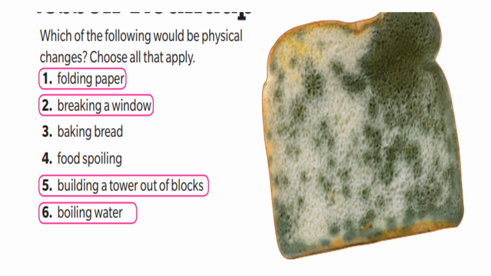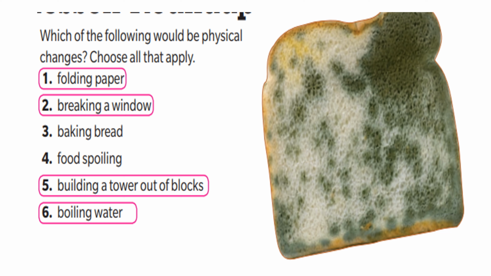Why is folding paper a physical change? Because it is a change only in the shape. Breaking a window, it will change to small size, so a change in the size. Building a tower out of blocks, this is a physical change because I change only the arrangement. Boiling water, change in the states of matter, so all of these are physical changes.